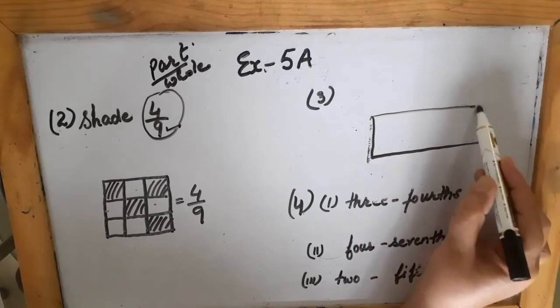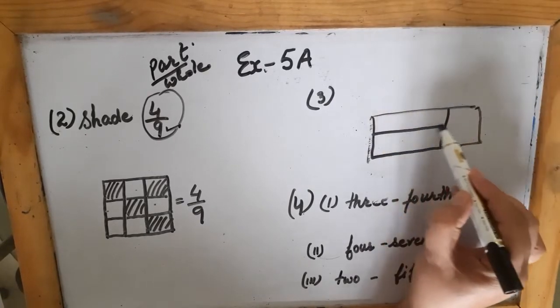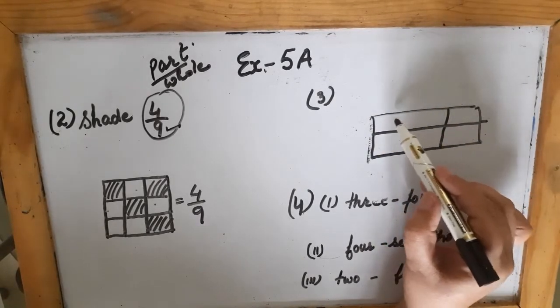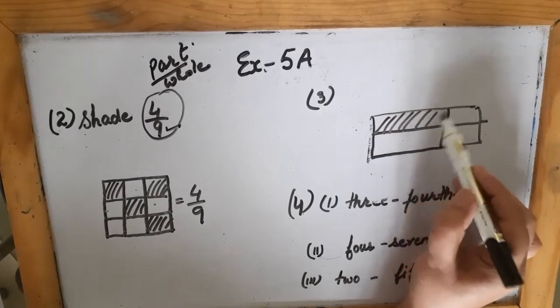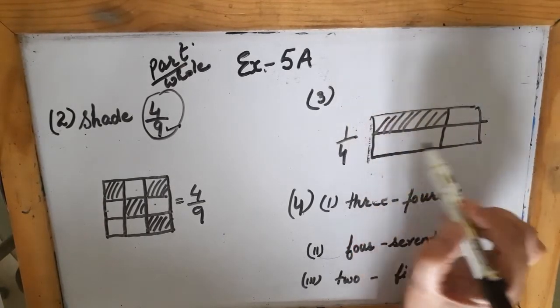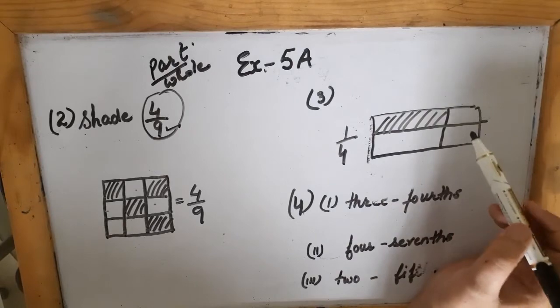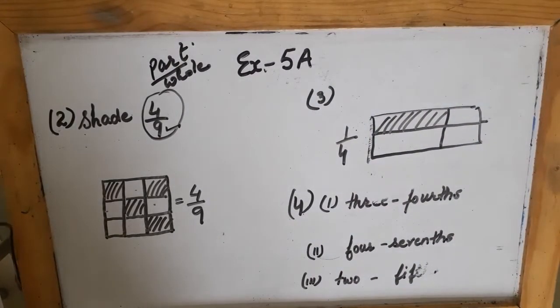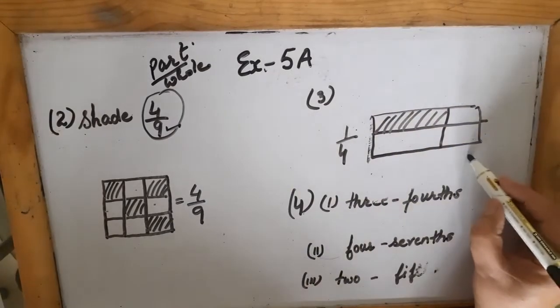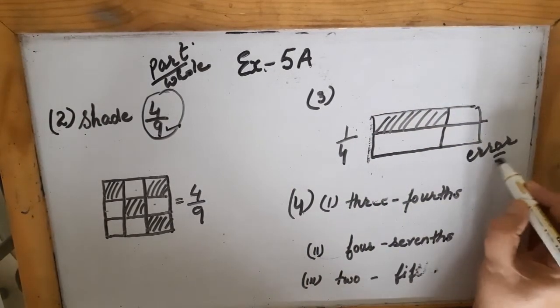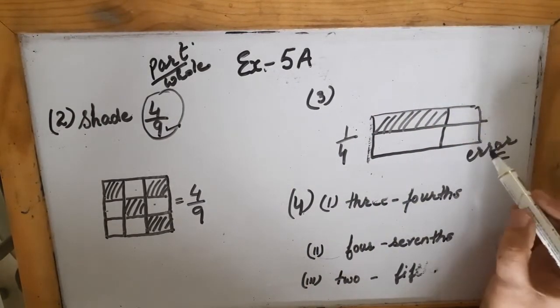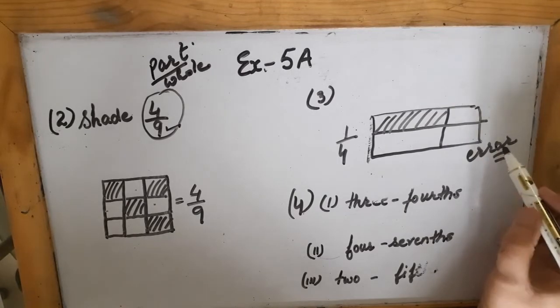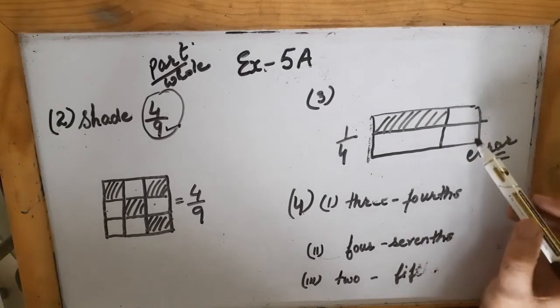Now in the third question, they have given you a figure like this. They have given you a rectangle like this, and they are saying that this represents the fraction 1 by 4. Means one part is colored, shaded out of total 4 parts, but they are asking you that there is an error in it, and I have to identify it. Means there is one mistake in it which I have to identify. So what is the mistake in this?